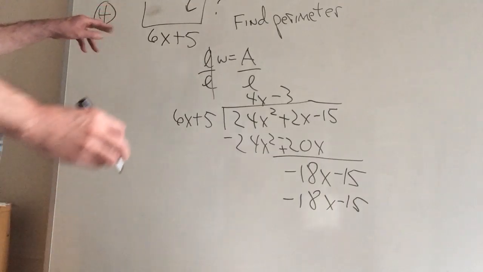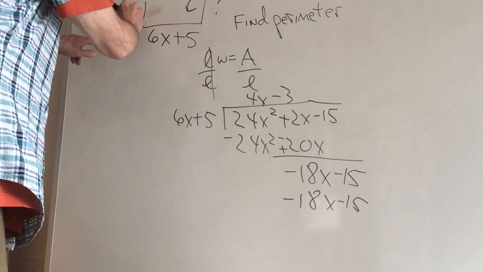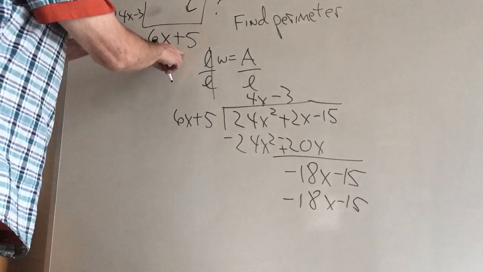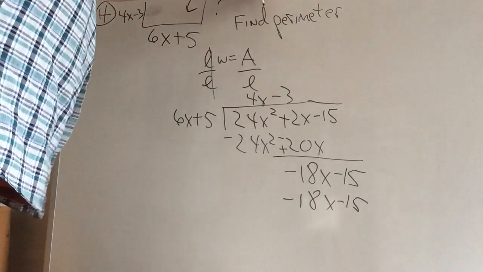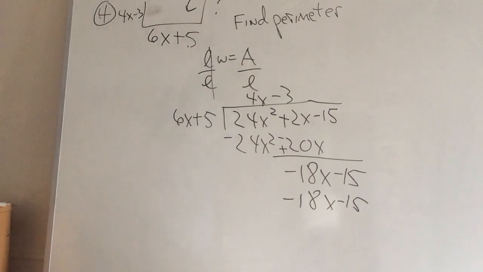So what's the missing width? The missing width is 4x minus 3. This times this equals this. This divided by this equals this. This divided by this equals this. The Regents wants you to know that. And reasonably so. That's what you have to be able to do at your age.